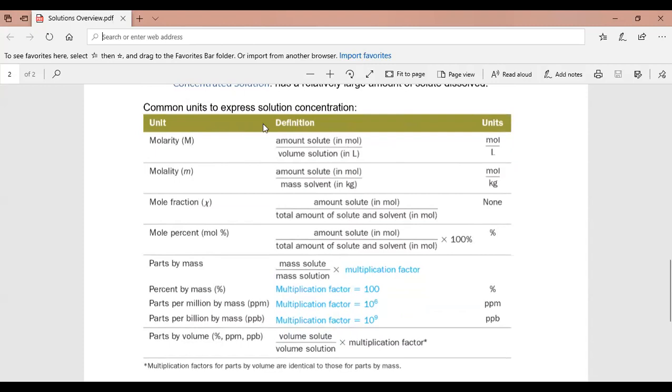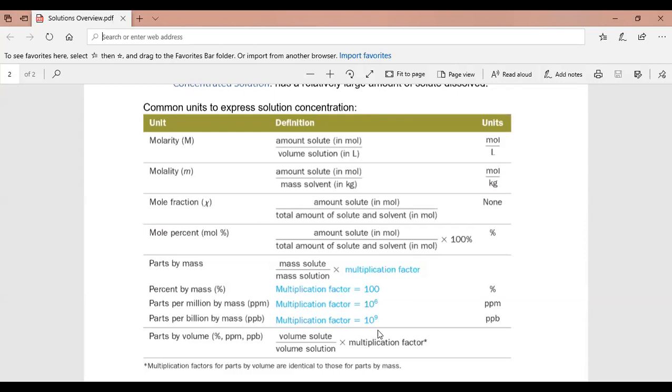So molarity is certainly one that we use a lot in chemistry, but these are some other important units that we can use for concentration as well. And we'll do some examples in a moment of how to calculate each of these types of concentration and also how to convert between them.